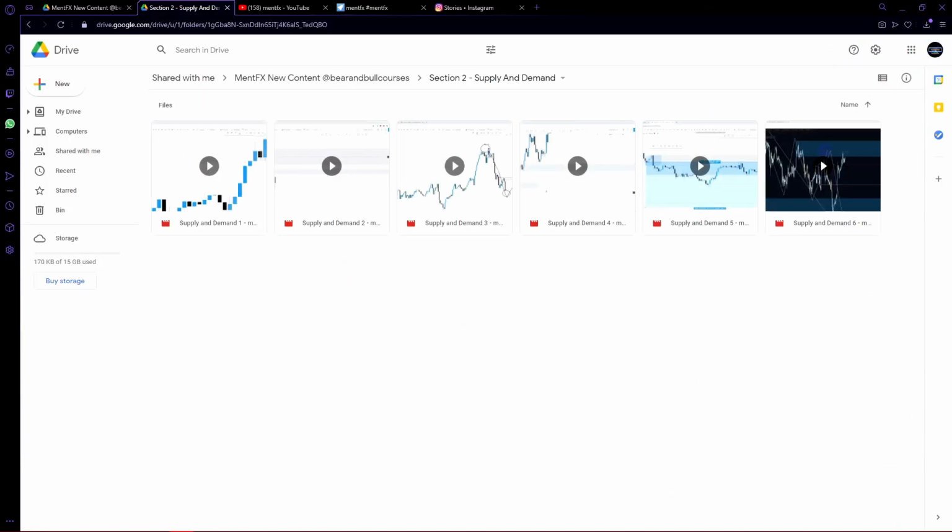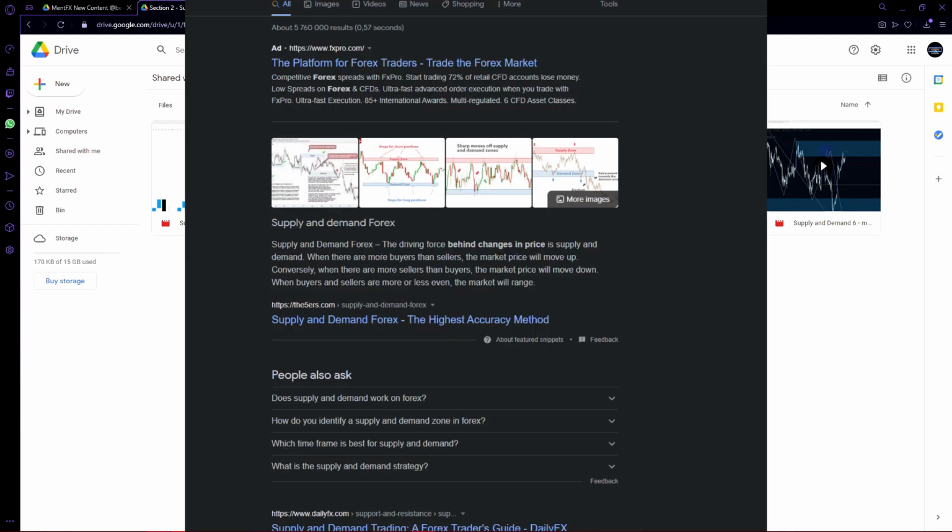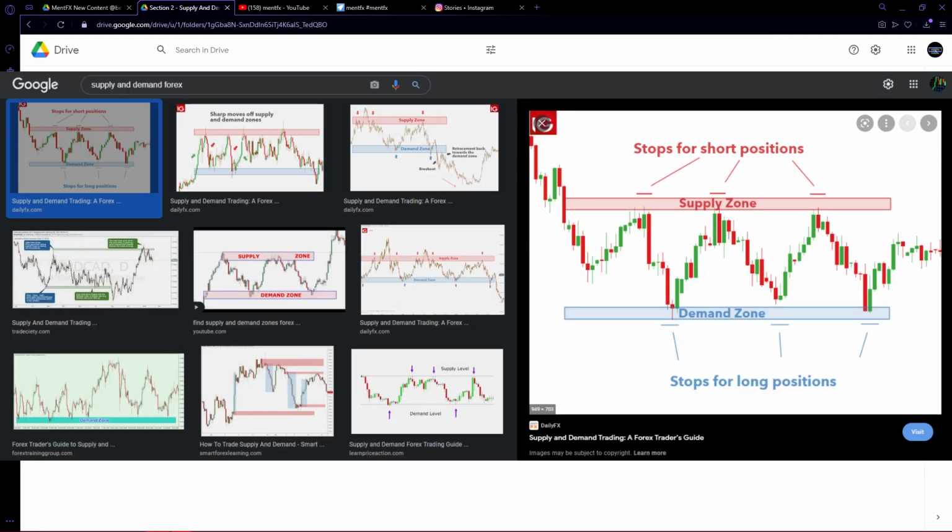In section 2 we deal with supply and demand. Supply and demand zones are observable areas on your charts where the price will retest and then reject from, or it will break through and then retest again.